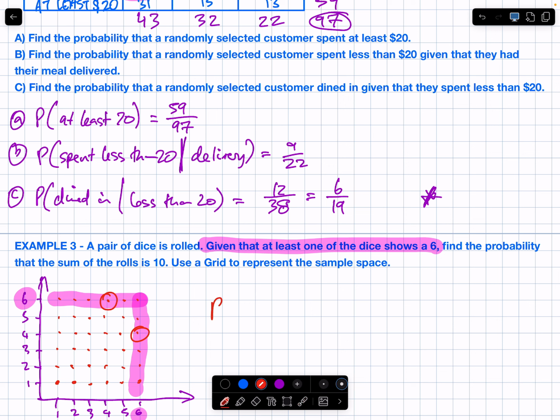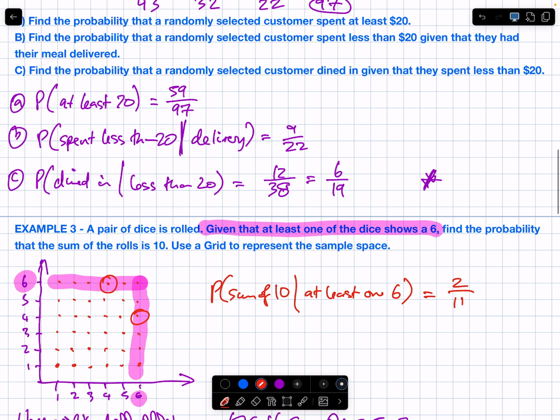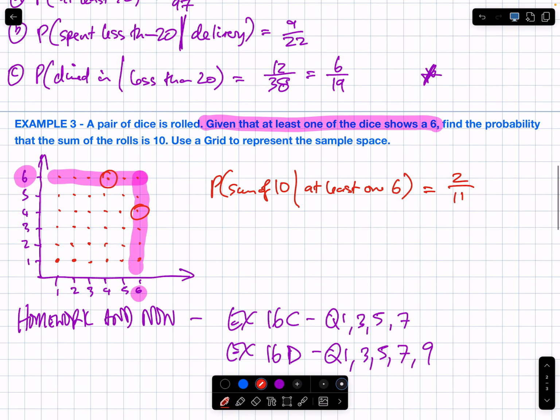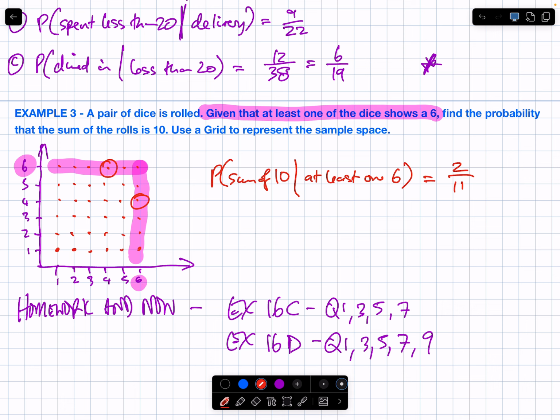So probability, be careful with writing this as well. Sum of 10, line, the condition is at least 1, 6 equals 2 over 11. That doesn't cancel down. Okay? So a grid example, a two-way table example, and what was the first one? That was a Venn diagram table. This is your homework now. You can do some of that on Wednesday too, because obviously I haven't given you as much time, I'm teaching right now.